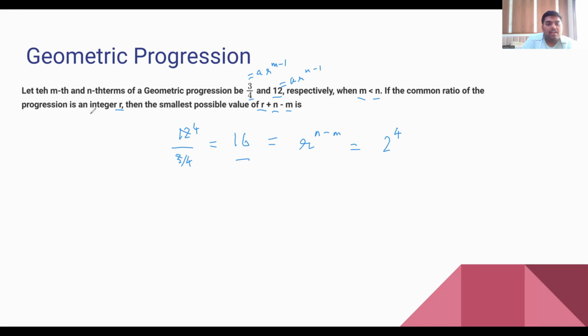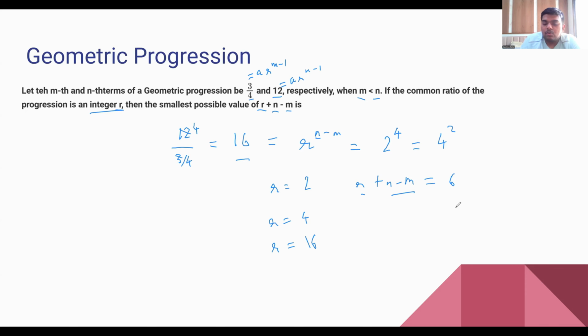And we need to have an integer r as the common ratio. So what we can simply do is take r equal to 2, and this is also equal to 4 to the power 2. So r is equal to 4, and r is equal to 16 as well. So this will yield r plus n minus m is equal to 2 plus 4, because n minus m will be 4 in that case. So this will be equal to 6.